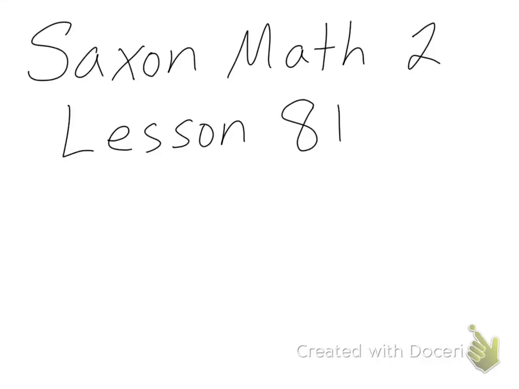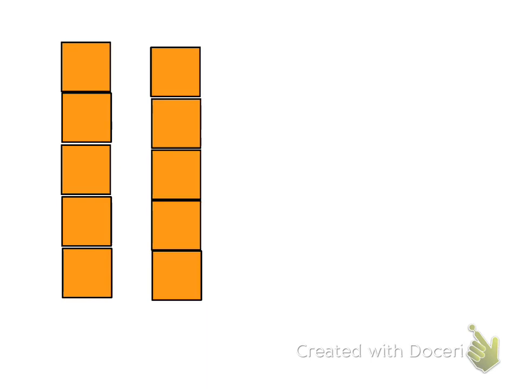Hello everyone, today's lesson is lesson 81, using comparison symbols. So we've been using equal signs for our number sentences. Here I have some tiles in each stack, and I have 5 tiles in each stack. So we would say that 5 equals 5 with my equal sign.